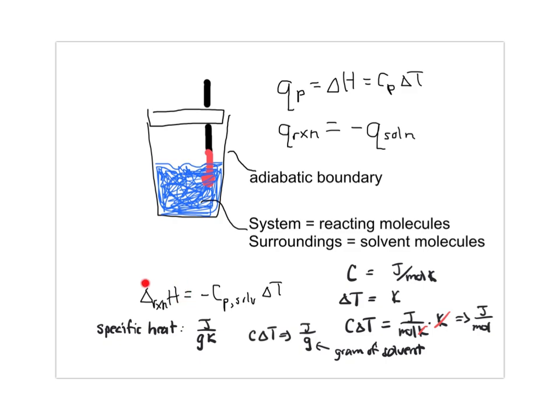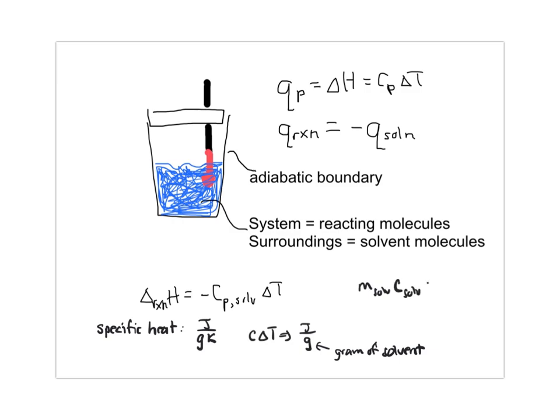And so if I want the delta H in terms of moles of reacting molecules, I'm going to have to convert this from grams of solvent to moles of reacting molecules. So if we let the units guide our thinking, we can see that if we multiply by the mass of solvent in my cup, the mass of solvent molecules times the specific heat of the solvent molecules times the change in temperature, I will get an answer that has units of joules, just simply energy.